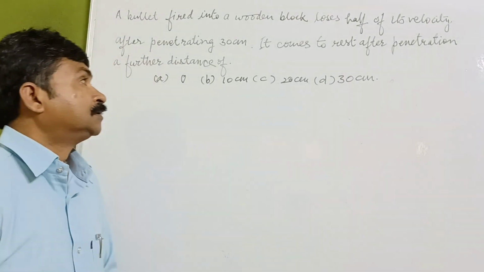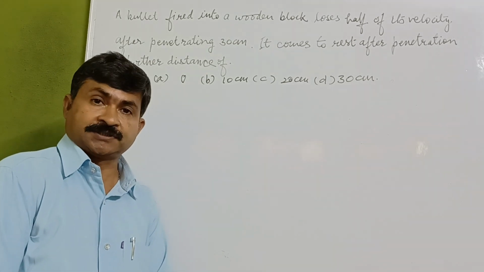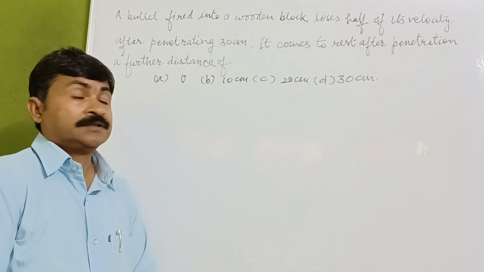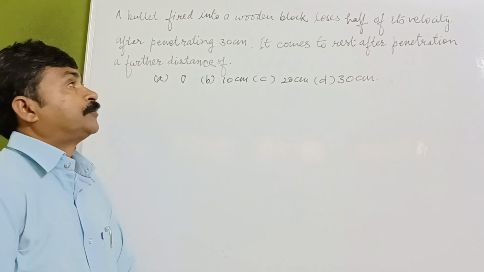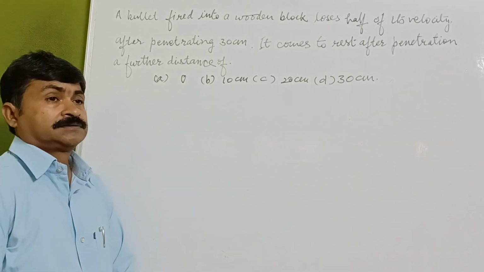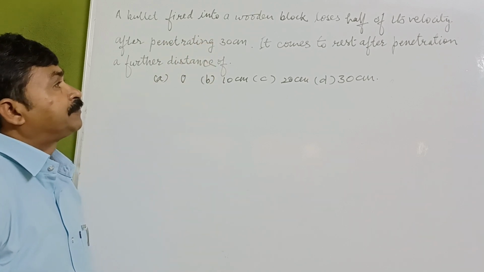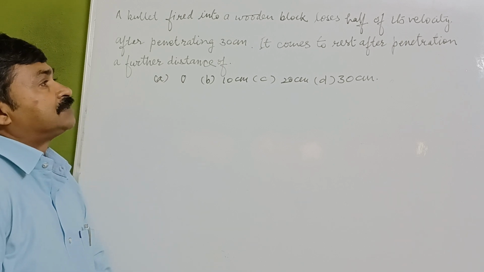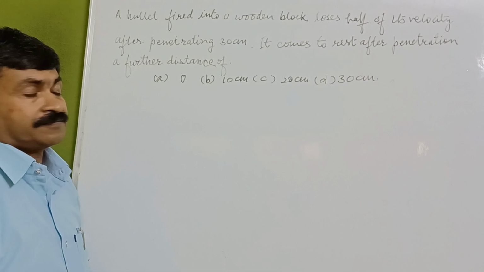Dear students, we are in continuation with the series of questions based on motion in a straight line. Now here we have another numerical: a bullet fired into a wooden block loses half of its velocity after penetrating 30 centimeter. It comes to rest after penetration of a further distance of this.